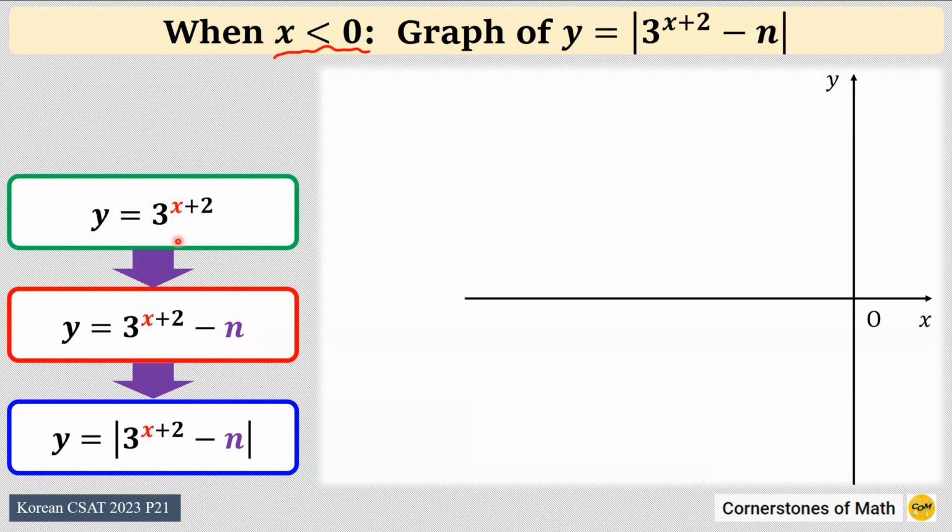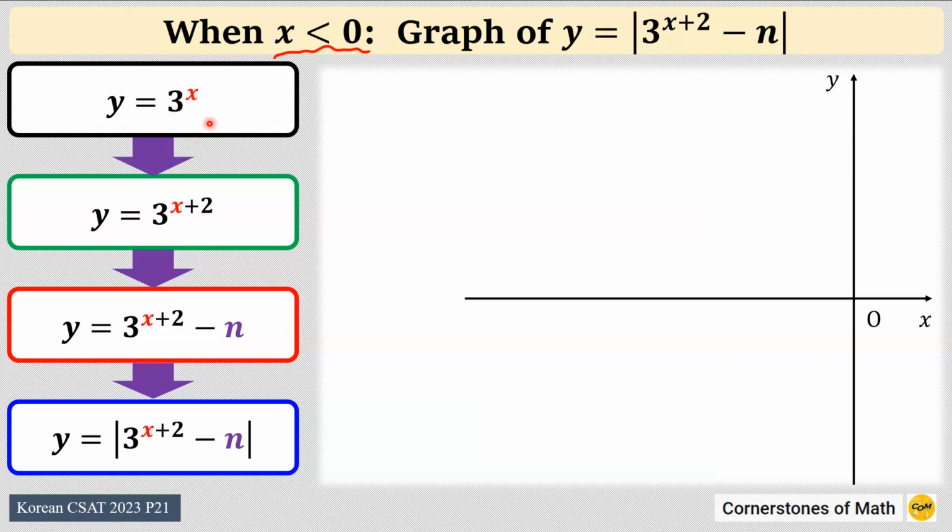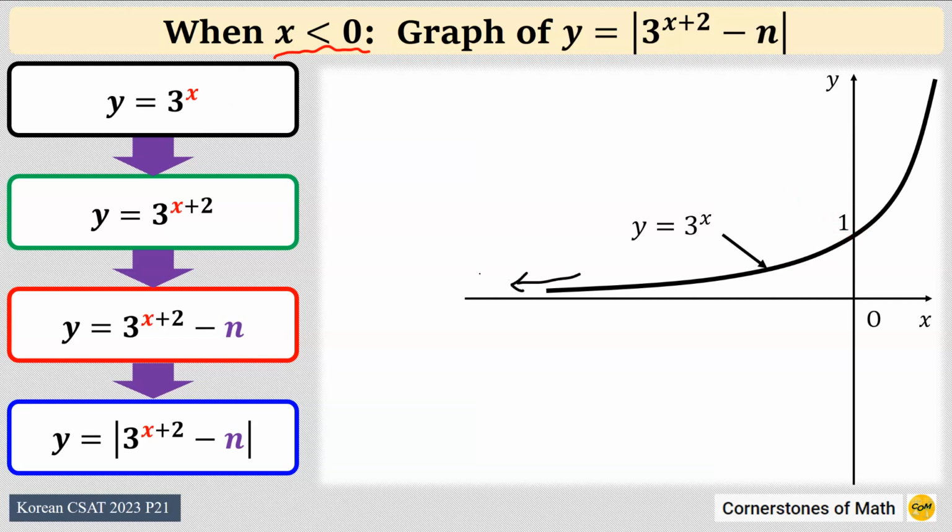And where is this function derived from? Well, it is derived from a simple exponential function, y equals 3 to the power of x. So let's take a look at the graph of this function first. It is a simple increasing exponential function passing through the point (0, 1). Also, when x goes to negative infinity, the value of the function approaches 0, which means that the graph approaches indefinitely closer to the x-axis. In other words, the x-axis is the asymptote.